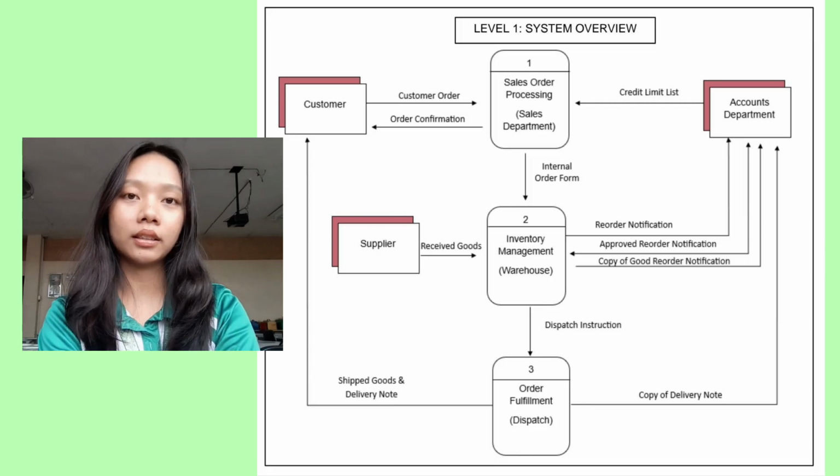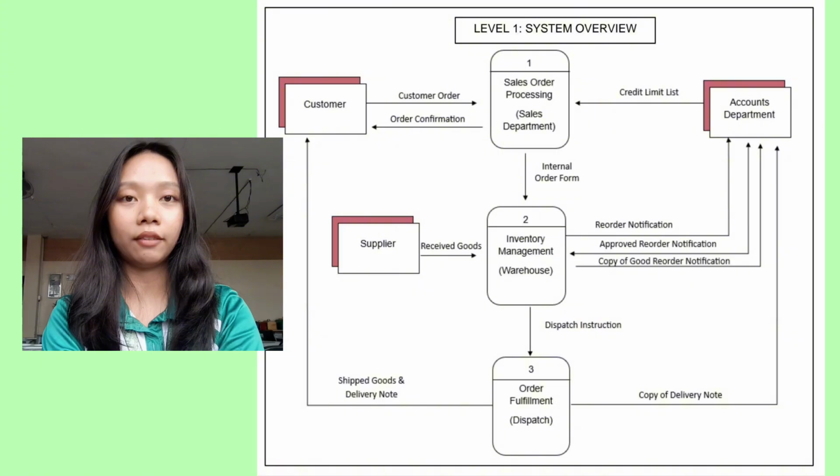Warehouse also handles supplier deliveries. Suppliers deliver new goods together with a goods received note.